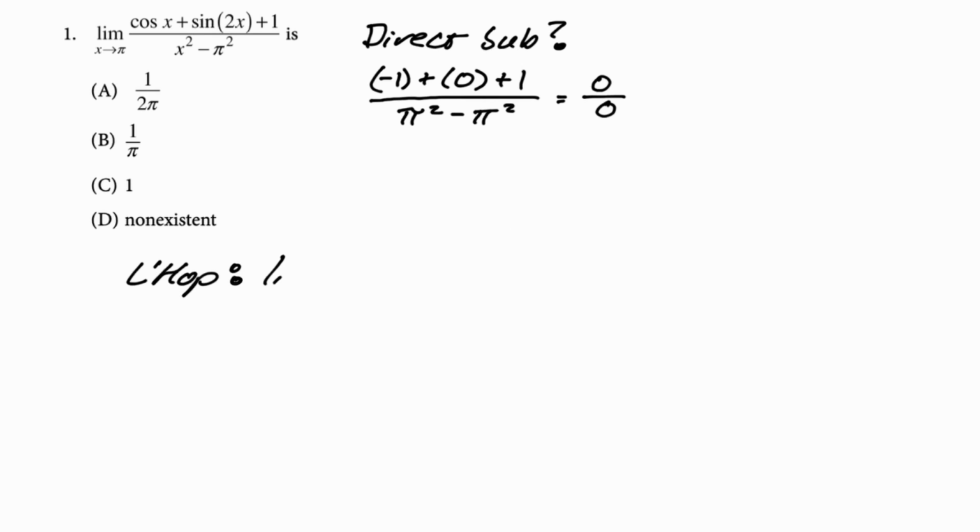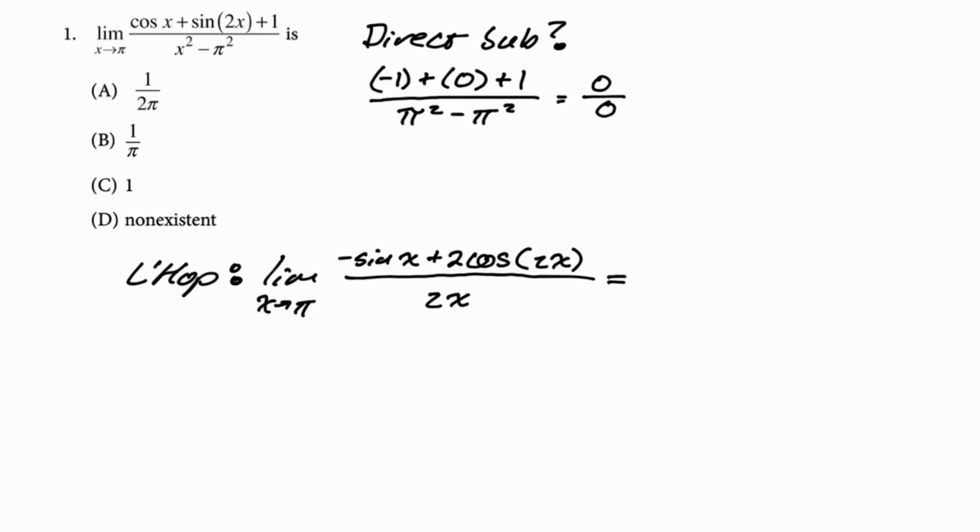So that'll mean that the limit as x approaches pi is, we're going to take the derivative of the top. The derivative of cosine is negative sine. The derivative of sine of 2x is going to be 2 cosine of 2x. Derivative of 1 is 0, all over derivative of x squared is 2x. The derivative of pi squared is 0, so that doesn't contribute anything. Now we sub in. The sine of pi is 0. The cosine of 2 pi is 1, so we're going to get negative of 0 and then plus 2 times 1, so plus 2, all over 2 times pi, which we can simplify and just get 1 over pi. So we are going to box the answer B.